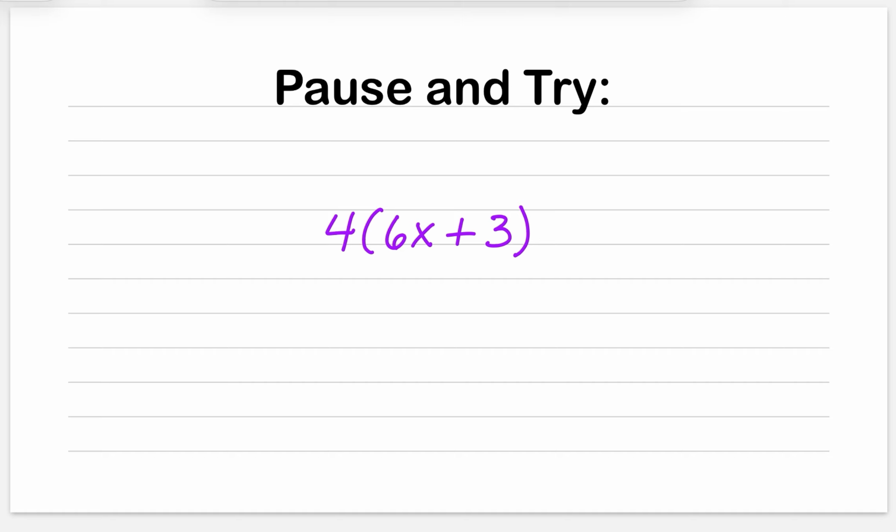Okay, I'm going to use the arrow method. 4 times 6x gives us 24x. 4 times 3 gives us 12. So 4 times the quantity 6x plus 3 is 24x plus 12.